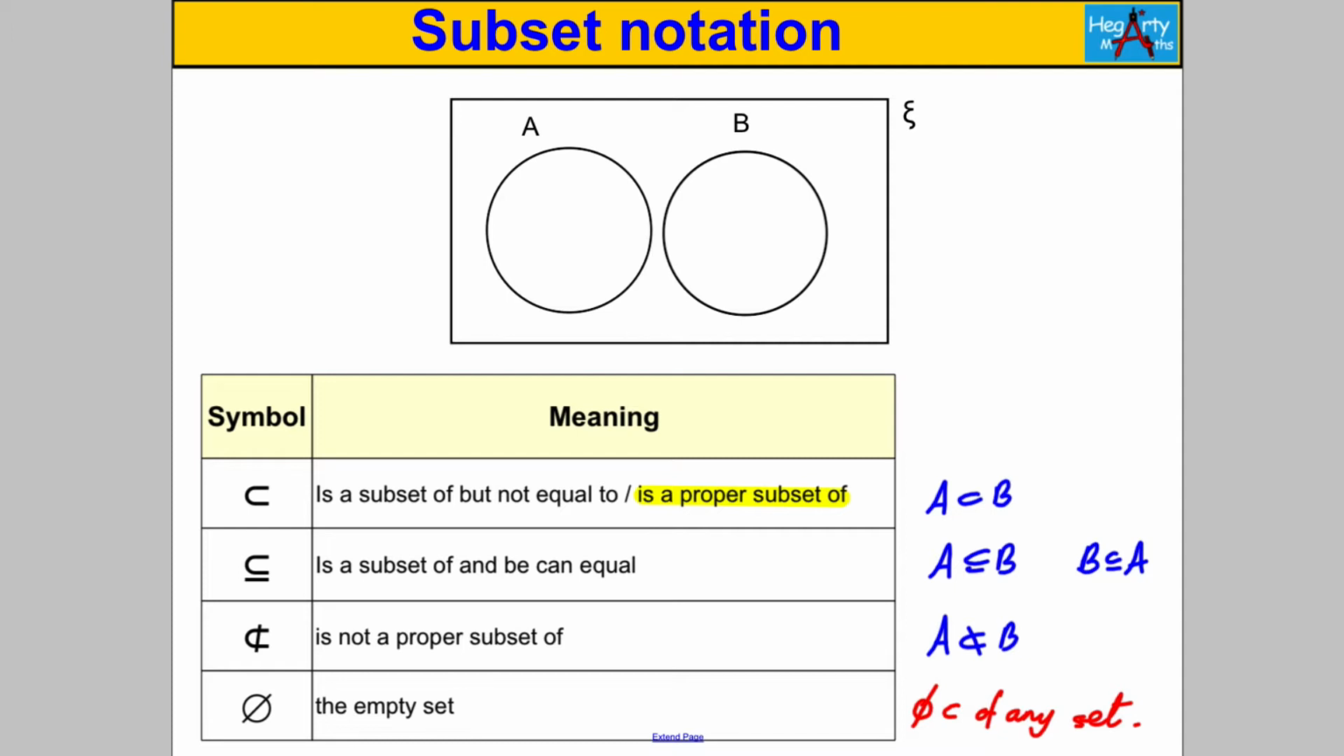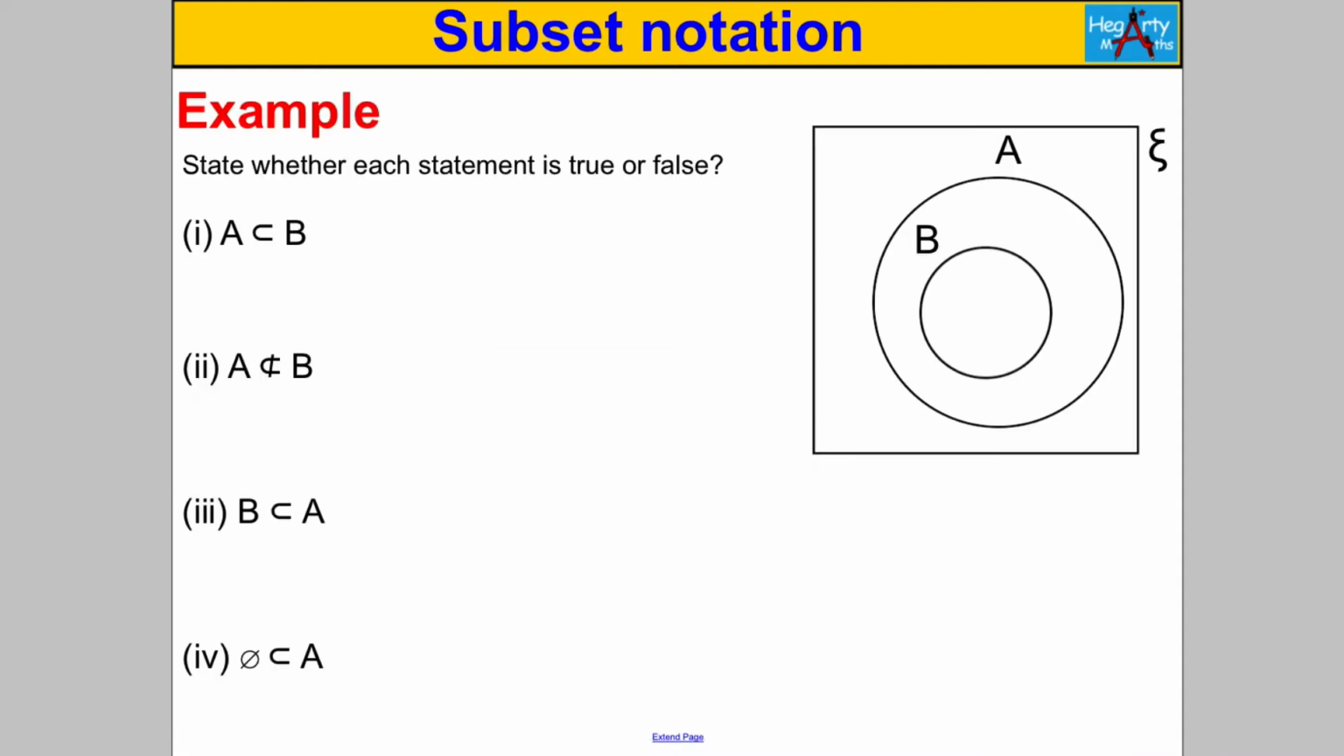Okay, so let's try some questions now that we're familiar with the notation. We're going to have a few true, false statements, and you've got to decide whether any of these statements are true or false with the symbols here. Okay, here's the first one. So pause the video and have a think, looking at that picture, whether any of the statements there are either true or false.